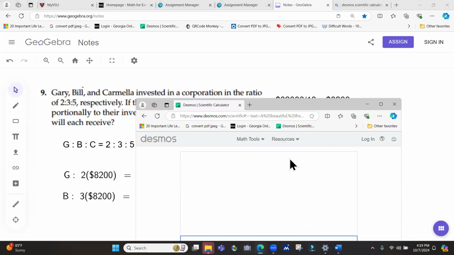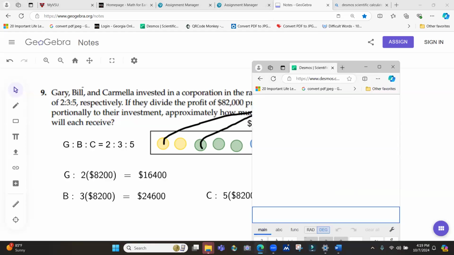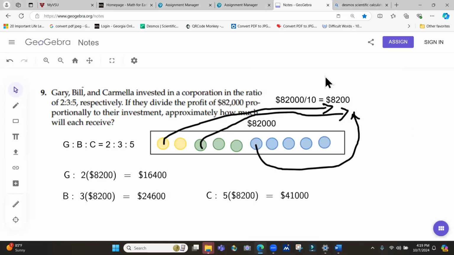So what we're trying to do is add these three numbers. Carmela gets 41,000, 24,600, 16,400. You get exactly 82,000. If you add the three amounts that the three received, you'll get 82,000. So I know I didn't mess it up. So I'll give you a couple of minutes there to process this.